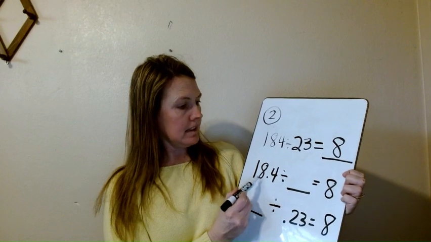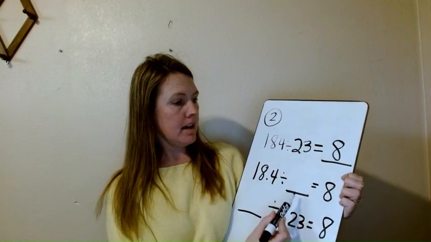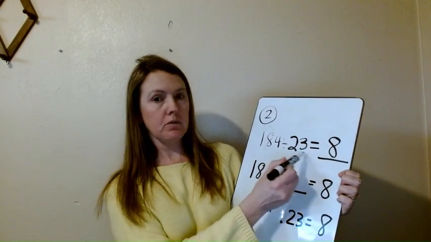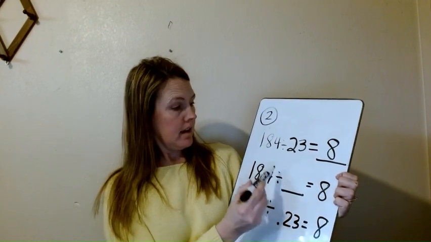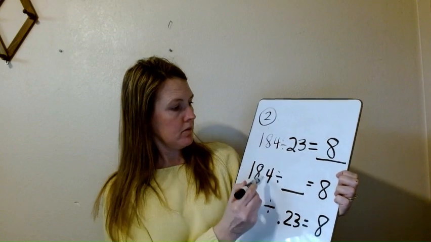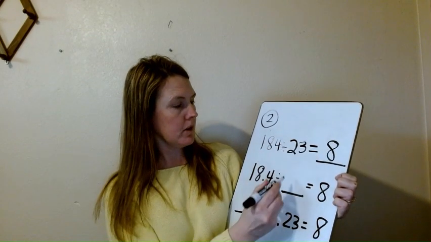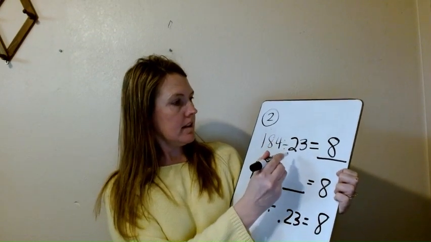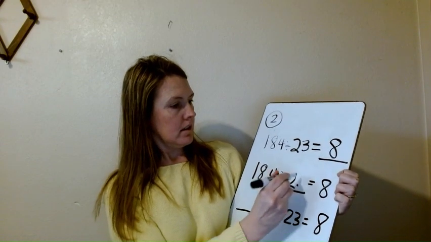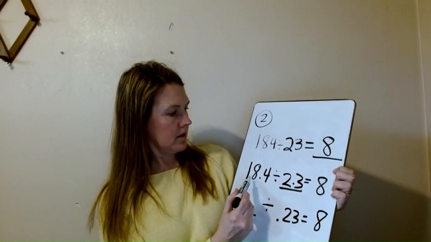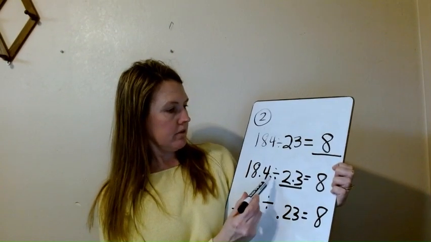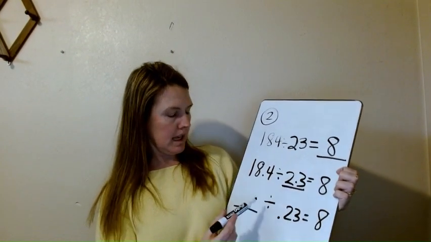And then 18.4 divided by something equals 8. Well, we know from this set of numbers that it's going to be the numbers 2 and 3. The decimal here has been moved over to the left one time, so we're going to move our decimal to the left in the divisor here, and that will come out to be 18.4 divided by 2.3 equals 8.